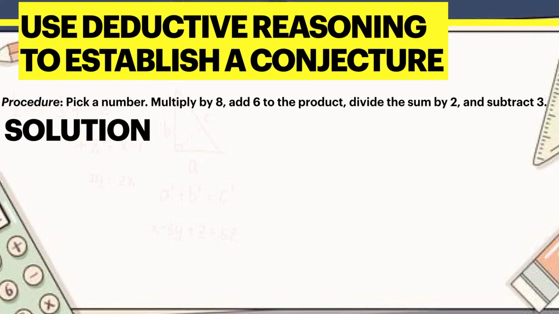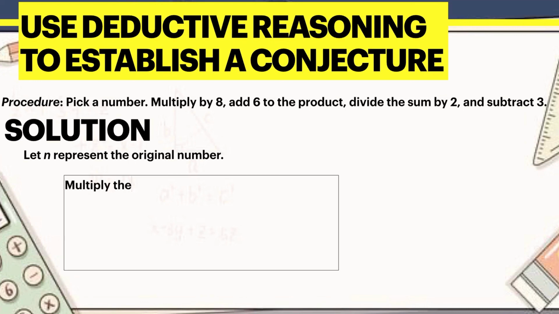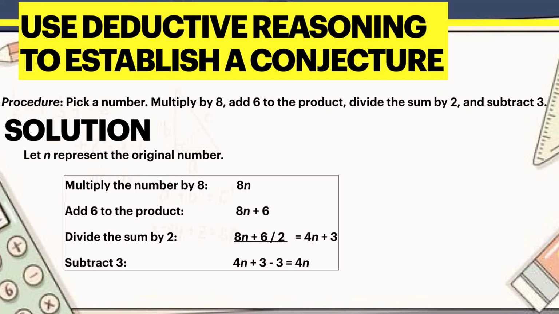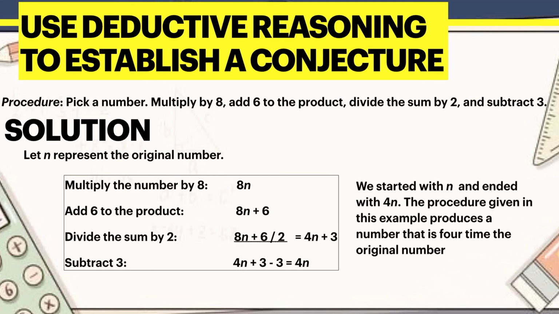Our solution will be: let n represent the original number. So it will look like this. Multiply the number by 8, so it will be 8n. Then we add 6 to the product, so 8n plus 6. Next, divide the sum by 2. So 8n plus 6 divided by 2 will be 4n plus 3. Subtract 3, and 4n plus 3 minus 3 will be 4n. So we started with n and ended with 4n. The procedure given in this example produces a number that is 4 times the original number.